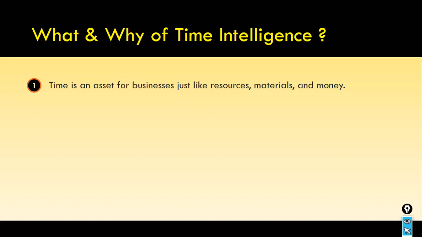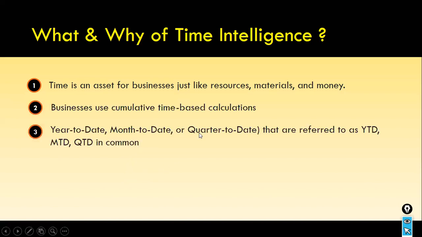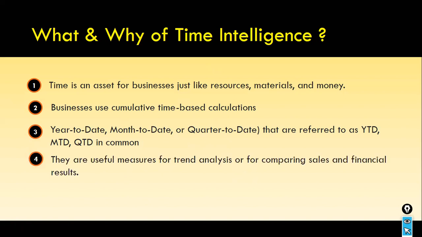The business, or people in general, perform cumulative time-based calculations like year to date, month to date, quarter to date, which are commonly referred to as YTD, MTD, and QTD. These are useful measures for trend analysis, for comparing sales and financial reports. Even in the case of the stock market, they will be performing this. With these metrics, the stakeholders can evaluate the performance on the go.